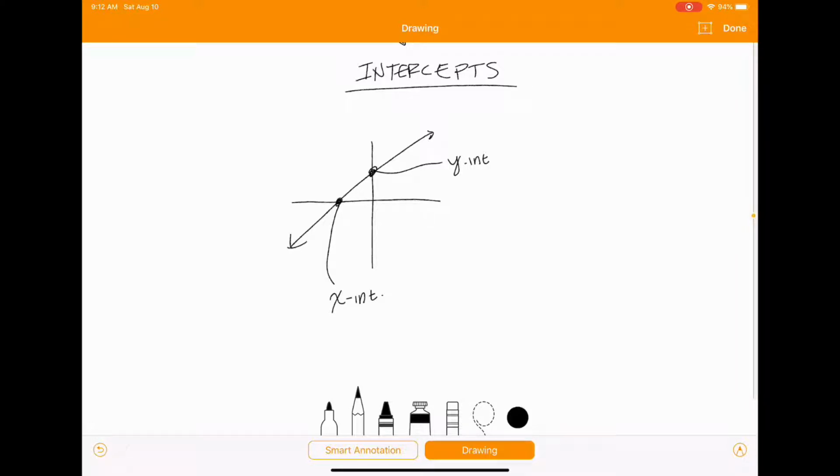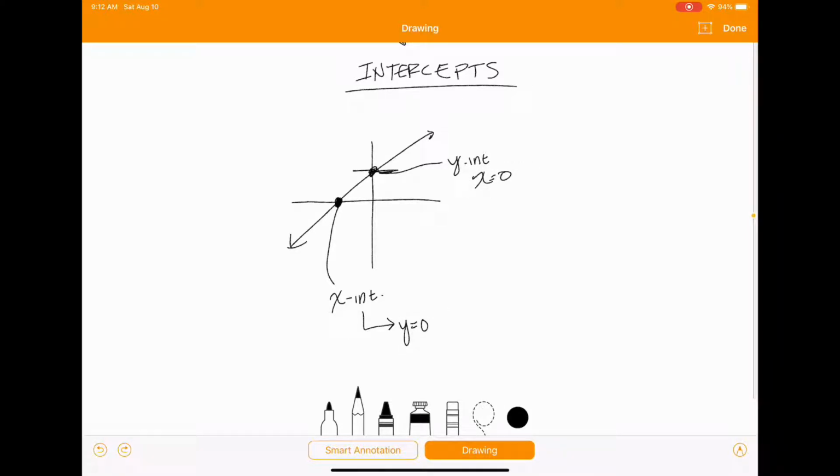So notice that for your x-intercept, at this point here, y equals 0. You're not going up or down in the y direction at all. So y equals 0, and opposite for y-intercept, it's not going left or right. You're just right on that y-axis, so your x equals 0. So you can find your intercept by plugging in x equals 0 or y equals 0 to your function, and then solving for the other value.